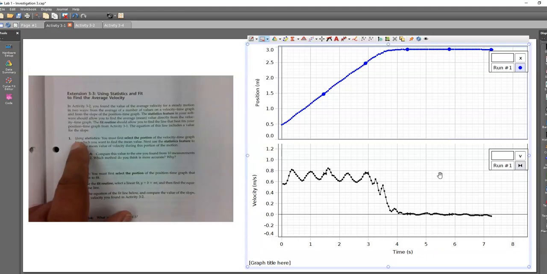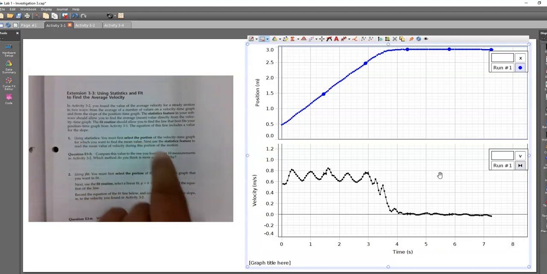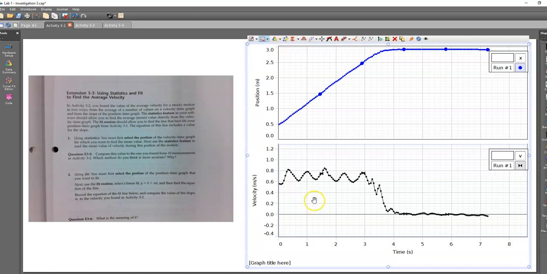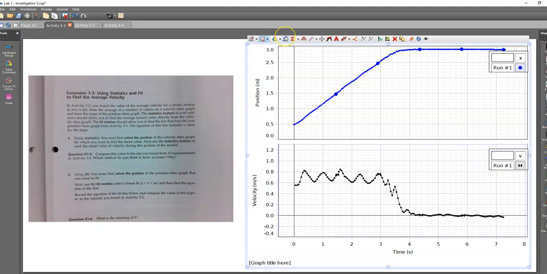First, question 3, using statistics, you must first select the portion of the velocity time graph that you want to find the mean value. So I want to find the average of the velocities. So what I'm going to do is use this highlighter tool. I click on the velocity graph, I click on the highlighter tool, and you can see I get a highlighting box. That highlighting box allows me to highlight all the data for that particular motion. So I'm going to highlight the data up to about 3.4 seconds.